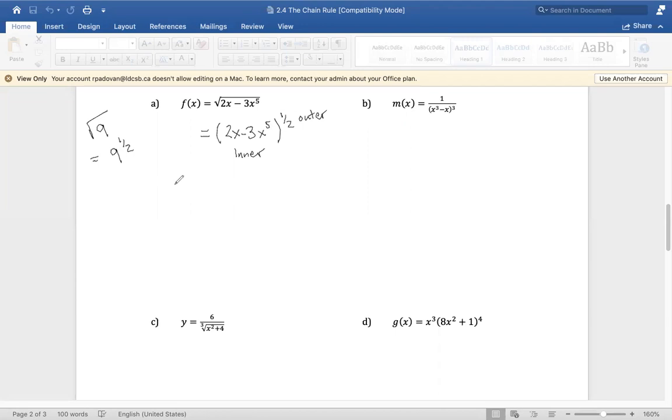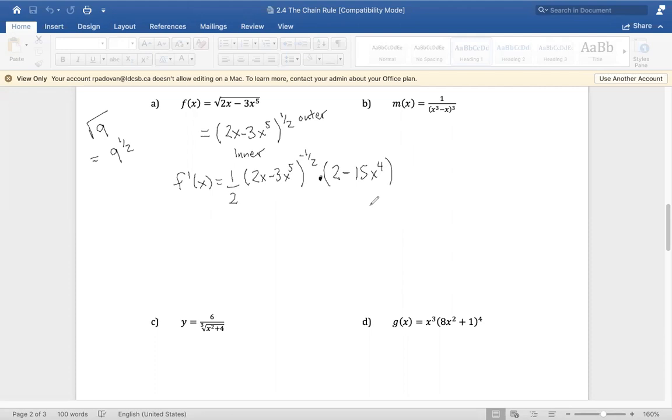So in order to get f prime of x, what we want to do is bring the 1/2 out front, leave the inner alone, and then we want 1 less. So we have 1/2 minus 1, or like 1/2 minus 2/2. So you should have there -1/2 as an exponent. And then we want to multiply that, right, by the derivative of the inside. So the derivative of the inside here would be 2 minus 15x to the power of 4. And again, you could put brackets around all of that. 2 minus 15x to the power of 4.